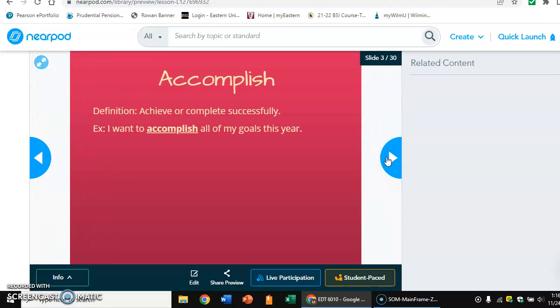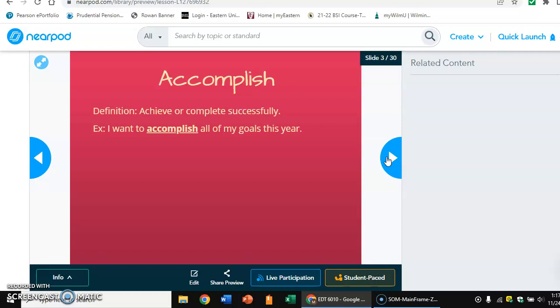Our first word this week is accomplish. Accomplish means to achieve or complete successfully. An example of the word accomplish is the following. I want to accomplish all of my goals this year. That means that you want to complete or achieve all of your goals this year.